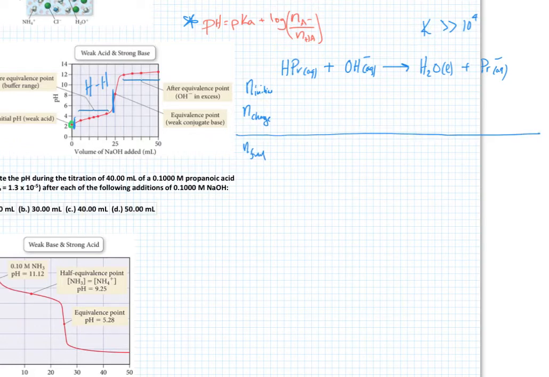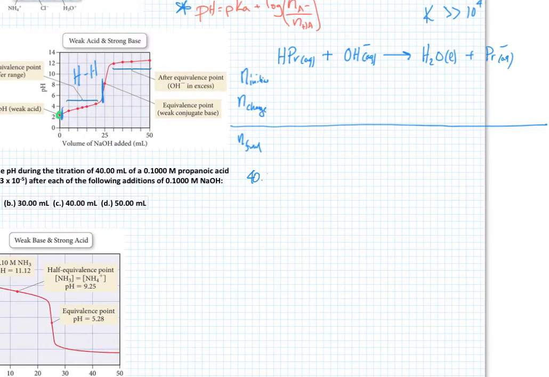Okay, and let's consider the conditions we have. We have 40 milliliters of 0.100 molar of the HPr, and we have 30 milliliters of 0.100 molar OH minus. All right, so that means we actually have 4.000 times 10 to the minus 3 moles of the propanoic acid, and we have 3.000 times 10 to the minus 3 moles of the hydroxide ions.